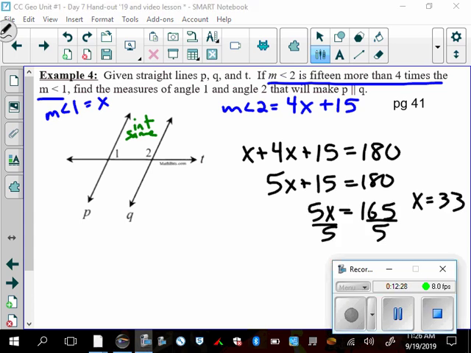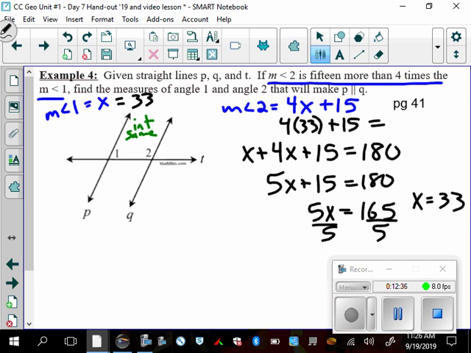So I solved and got x is 33. So the measure of angle 1 is 33. Here I would have to do 4 times 33 plus 15, and that would give me a measure of angle 2 of 137.